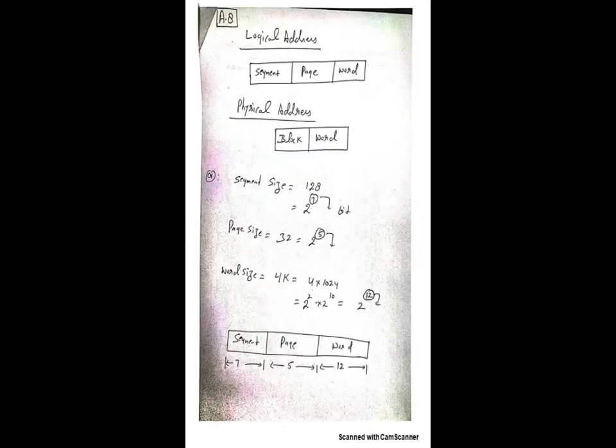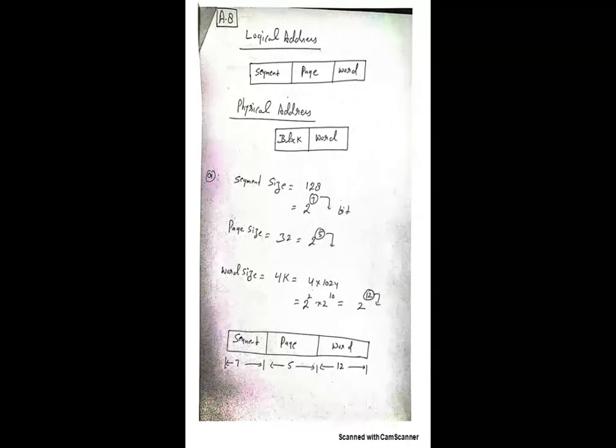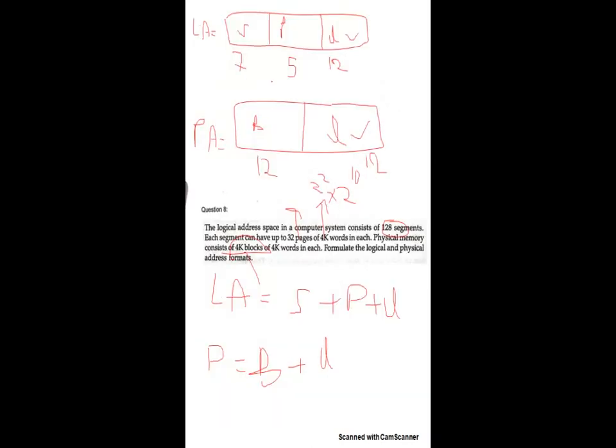Now see, I'm explaining. Logical address is segment and page number plus word. Physical address is block and word number. Segment size is 128; I can write it as 2 to the power 7. Page is 32; I can write 2 to the power 5. Word size is 4K, which is 4 into 1024, which is 2 to the power 12. So segment, page, and word format is 7, 5, 12. This is what we have got here.